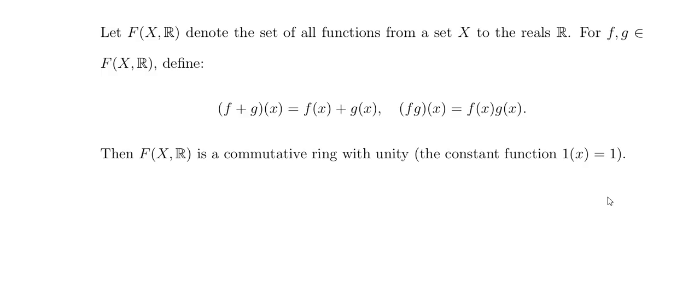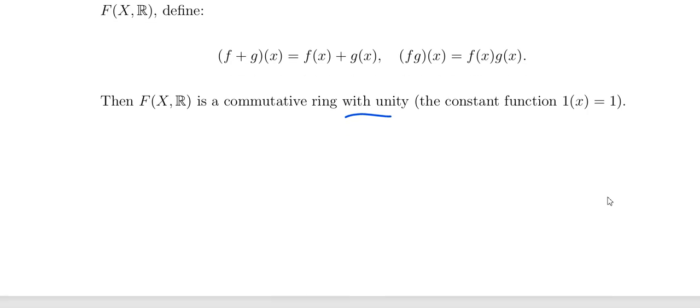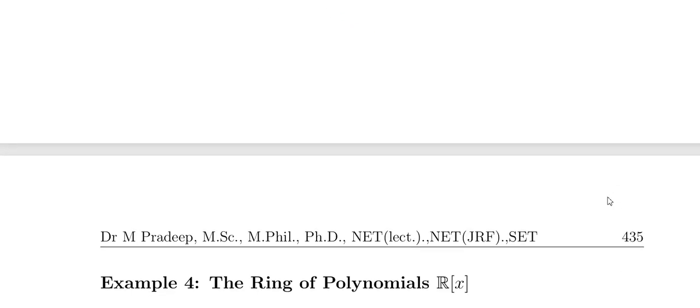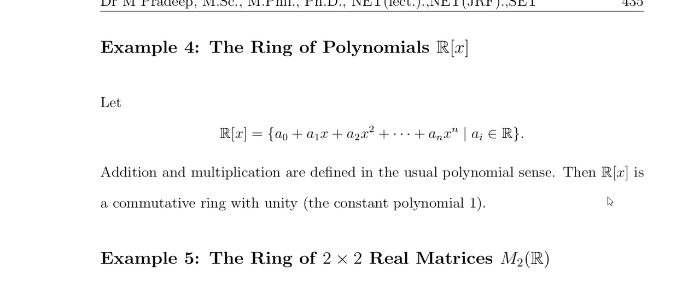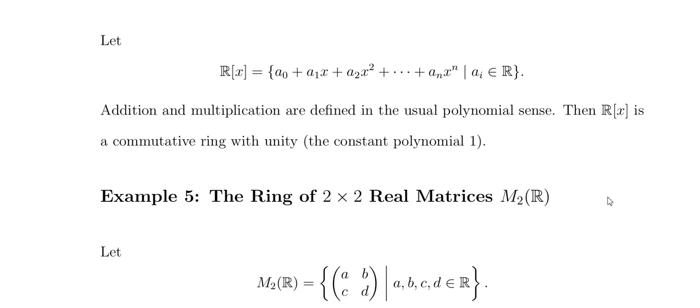F g of x equal to f of x g of x. So f of x, R is a commutative ring with unity. And this is the example, the collection of functions. The ring of polynomials means R of x equal to a0 plus a1x plus a2x square up to an x power n, where a belongs to R. This is an example for a commutative ring with unity.